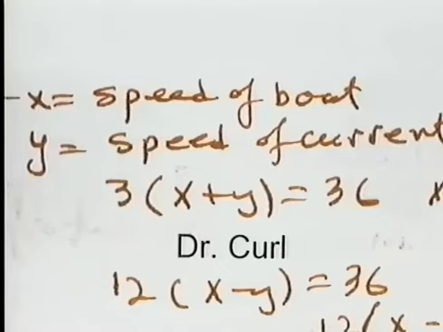Now what I did, I divided the first equation by 3 and got x plus y equals 12. And then x minus y equals 3. And add them together. Okay, and that gave me 2x is equal to 15, x is 7.5, and I was done.